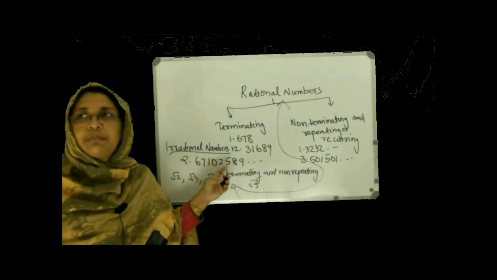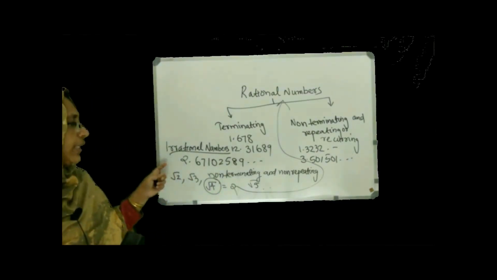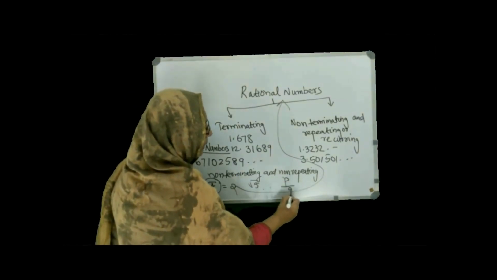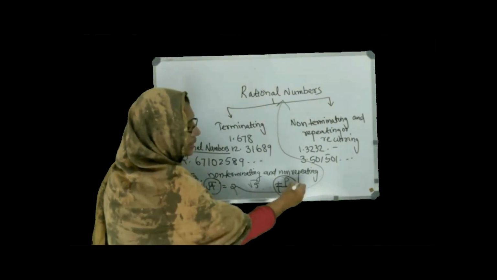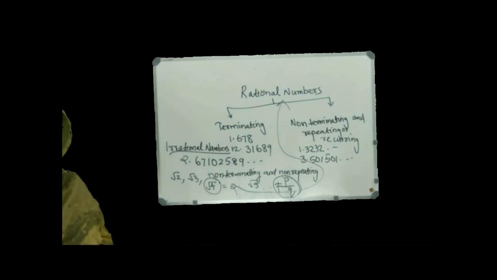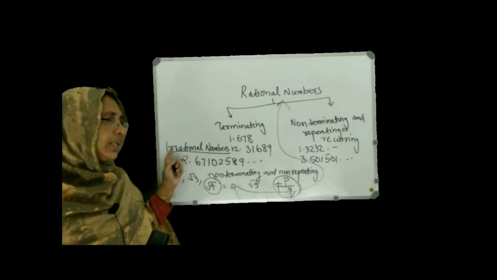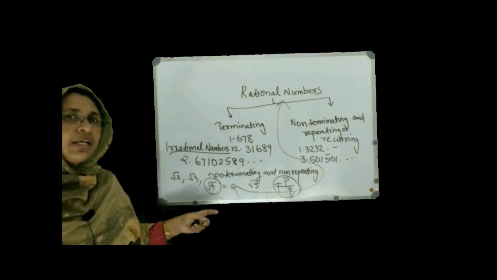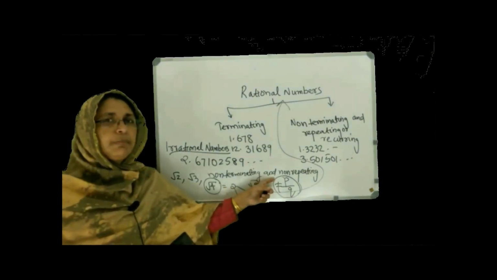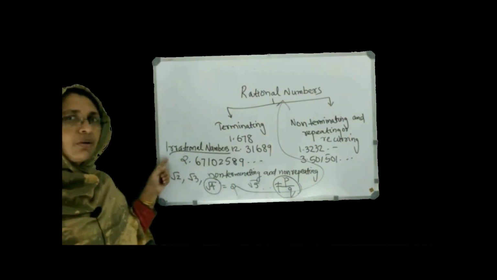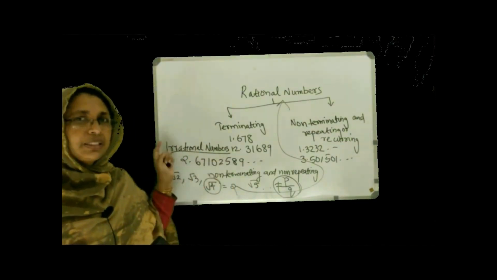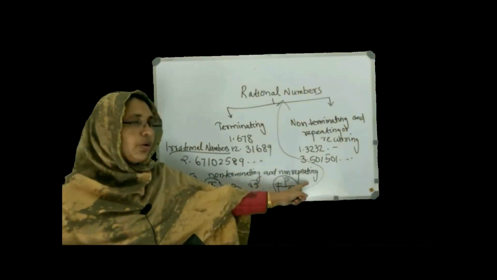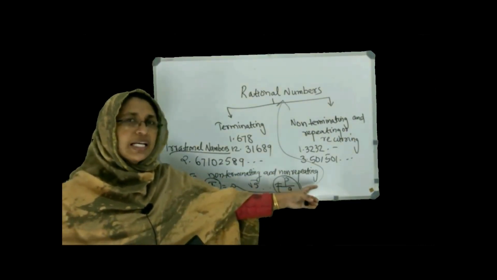Irrational numbers means any number that cannot be represented in the form of p by q. Such numbers are called irrational numbers. Irrational numbers are non-terminating and non-repeating, or non-recurring.